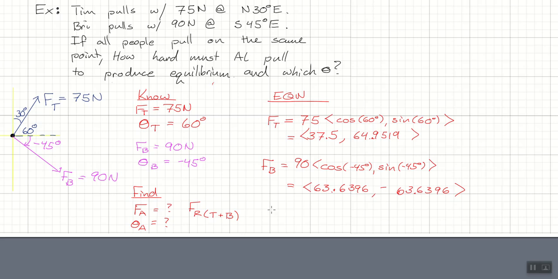Cool. So I'm just going to write this, the force of the resultant. And can I bail out of this notation right now? Can I just call it the resultant? If you want to call it Tim plus Bree, you can. This resultant force winds up being this guy. So all of a sudden, let's add these up. When we add up the x's, 37.5 plus 63.6396, what do you get? And again, just in case, we're taking this x value plus this x value to get the resultant x value.